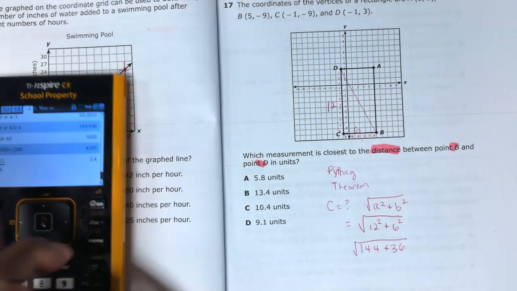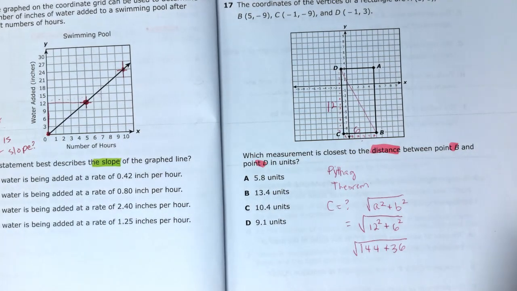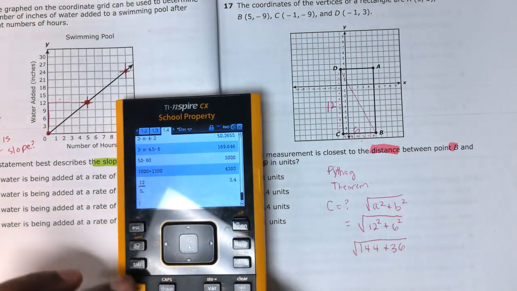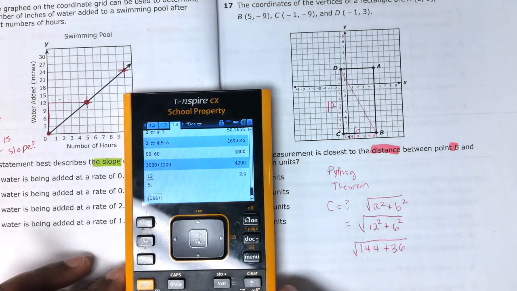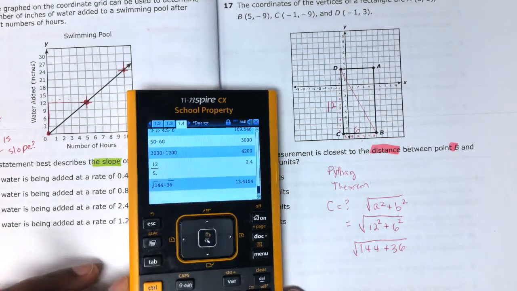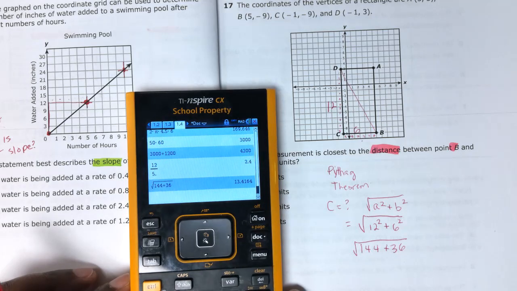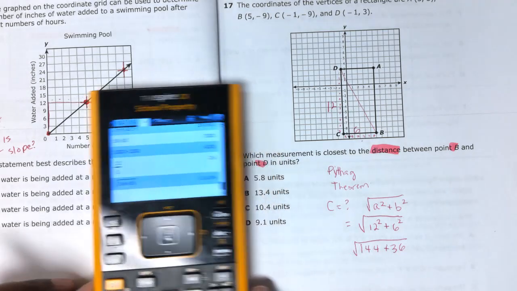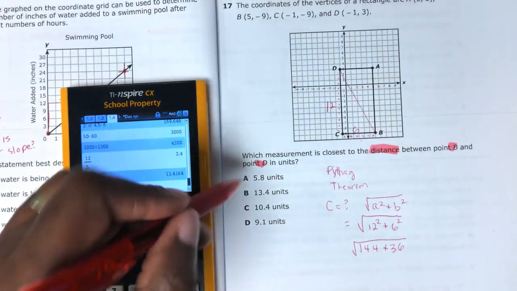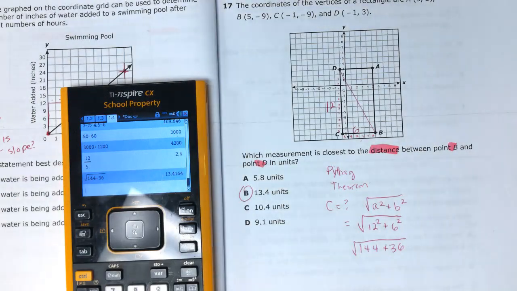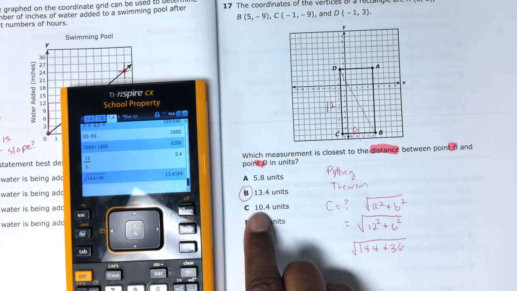Okay, so let's go ahead and do that real quick in our calculator. Square root of 144 plus 36. And our calculator tells us 13.4. And it's as closest, so let's see what we got. There it is, 13.4.